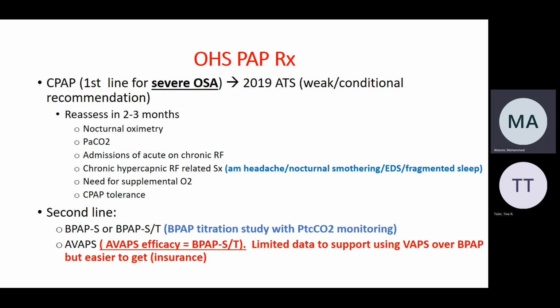You start CPAP and you reassess in 2 to 3 months. And this is what you need to do when you see the patients. Make sure you check their nocturnal oximetry while they're on CPAP. Make sure that their hypoxemia resolved.